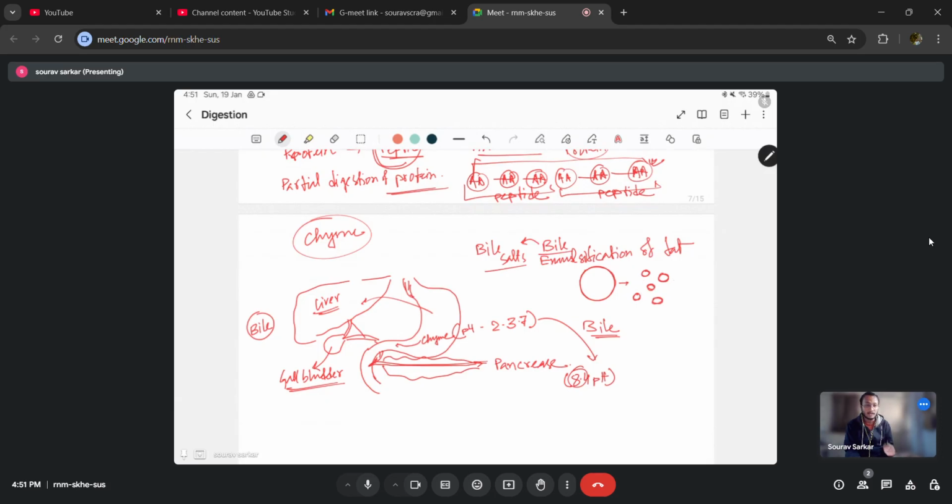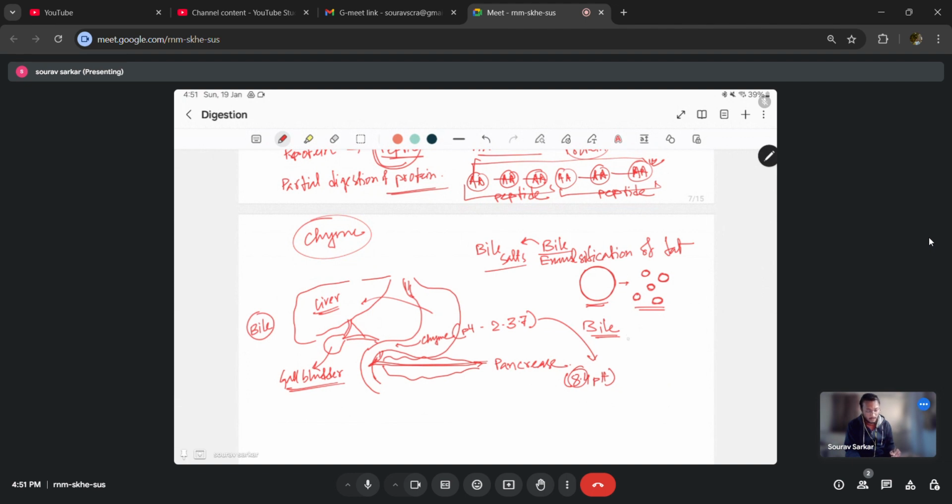Now easily the gastric juices from the intestine and the pancreas can react on the fat droplets and can easily digest the fat globules. So breaking down the larger globule into the smaller ones is done by the bile, that is emulsification of fat.